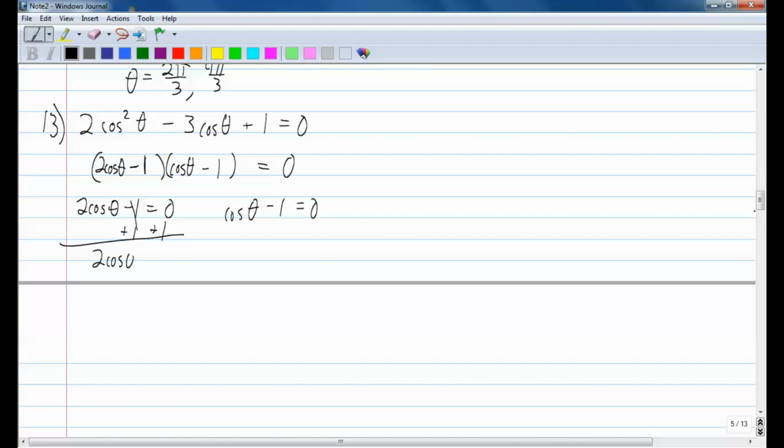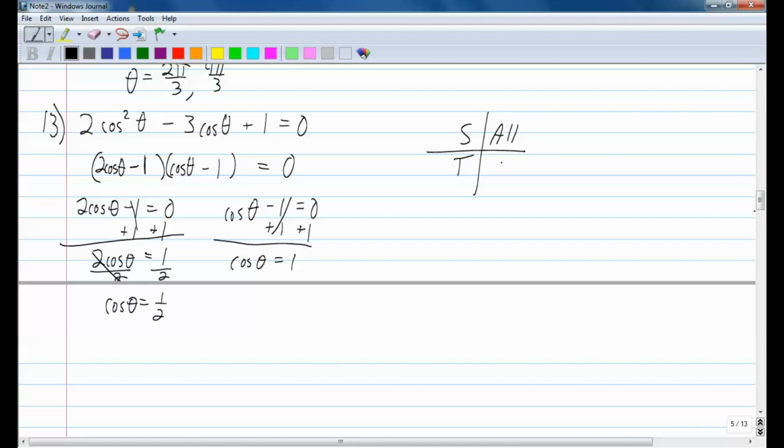So I have 2 cosine theta equals 1. So cosine theta equals 1/2. And my other equation is cosine theta equals 1. Alright, so I want the two places where cosine is equal to a positive 1/2. That's going to be the first quadrant and the fourth quadrant. So we're equal to a positive 1/2 in the first quadrant at pi over 3.